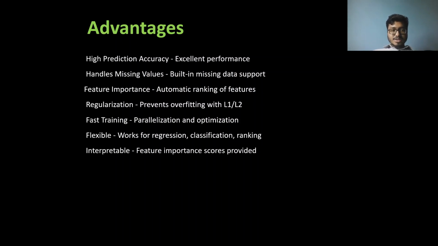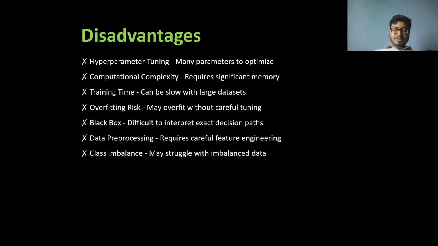Its advantages are that it gives high prediction accuracy, it handles missing values, and it has feature importance, regularization, fast training, and is flexible and interpretable. It has some disadvantages too. There are many parameters to optimize, so it increases time. As we build trees, it requires significant memory, and if we increase the data size, the number of trees increases, so it will be slow. There is also the chance of overfitting, black box behavior, data preprocessing needs, and class imbalance.